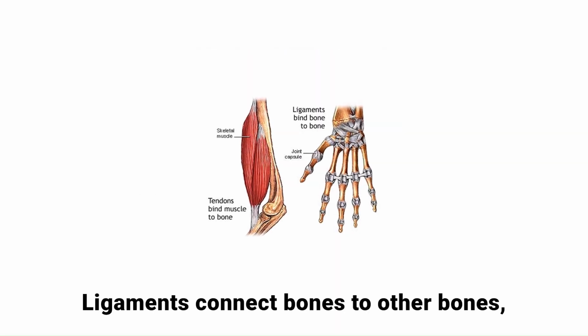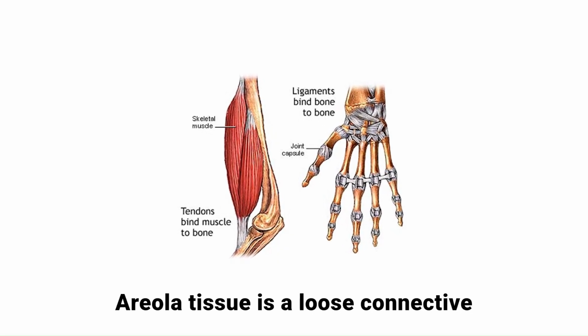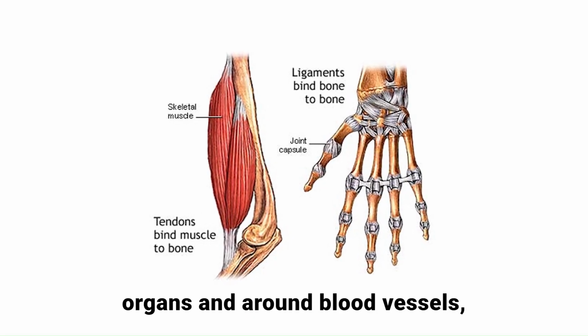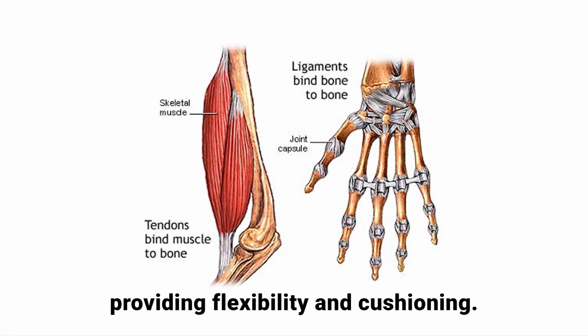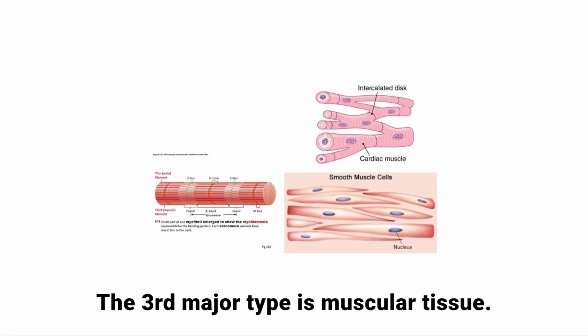Ligaments connect bones to other bones, while tendons connect muscles to bones. Areolar tissue is a loose connective tissue found beneath the skin, between organs, and around blood vessels, providing flexibility and cushioning. The third major type is muscular tissue.